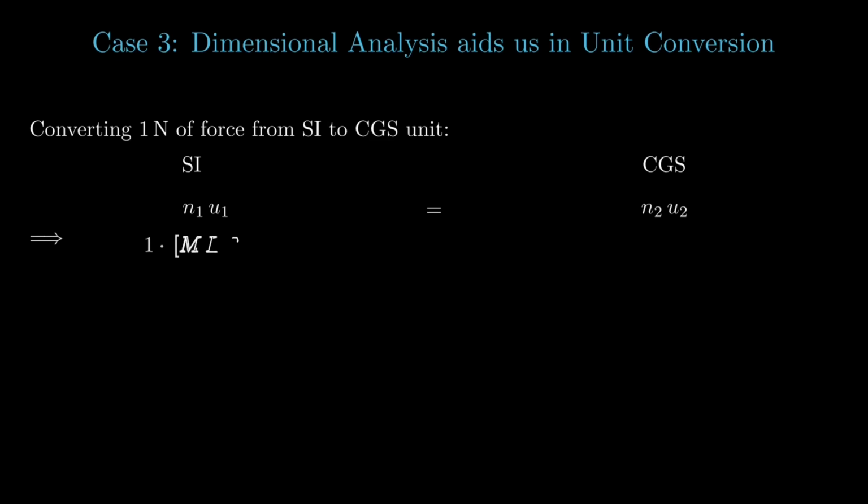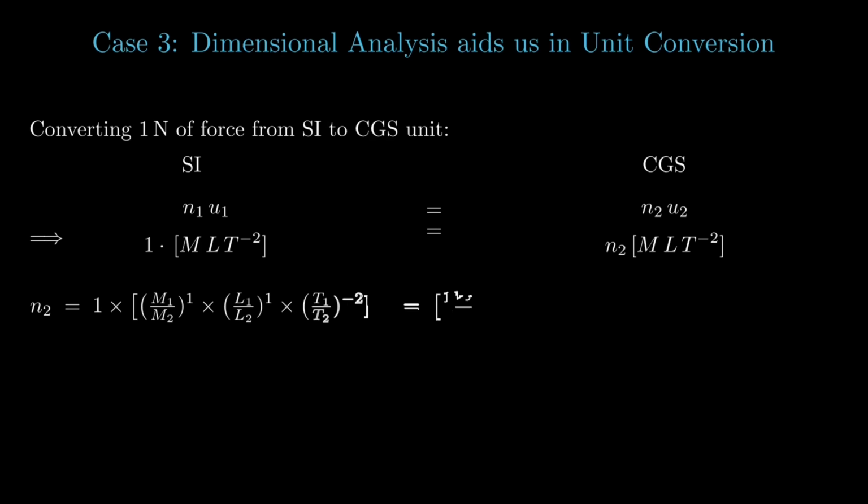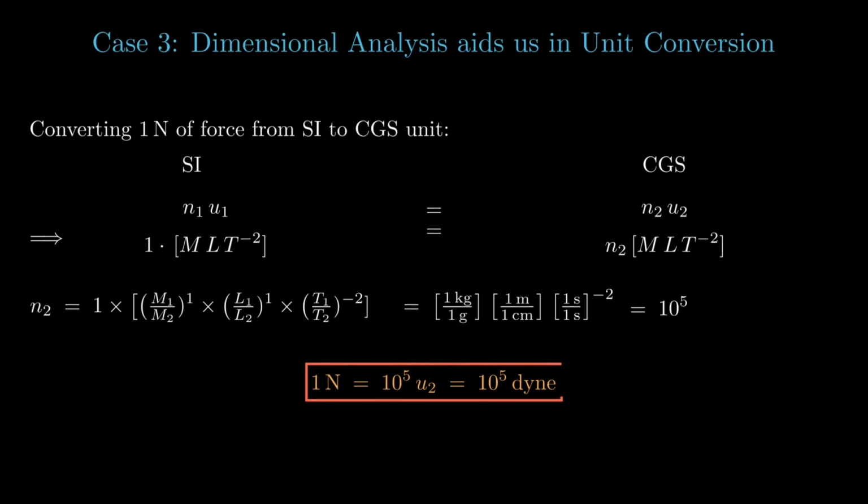Now insert the dimensions of force, which is M L T to the power minus 2 in either system, so you get the ratios of each base unit: kilograms over grams, meters over centimeters, seconds over seconds, and the powers are 1, 1 and minus 2. That multiplies out to 10 to the power 5, giving us 10 to the power 5 gram centimeter per second squared, or 10 to the power 5 dynes.